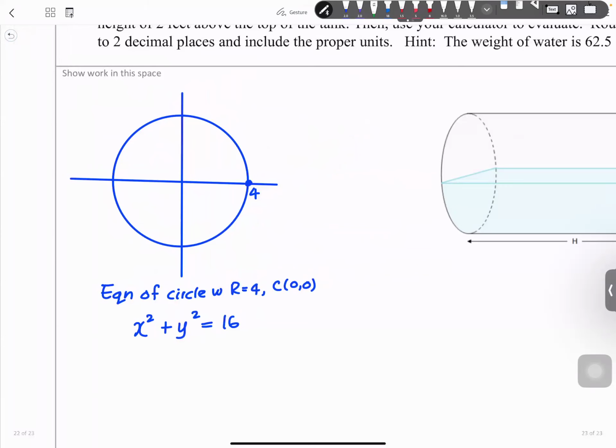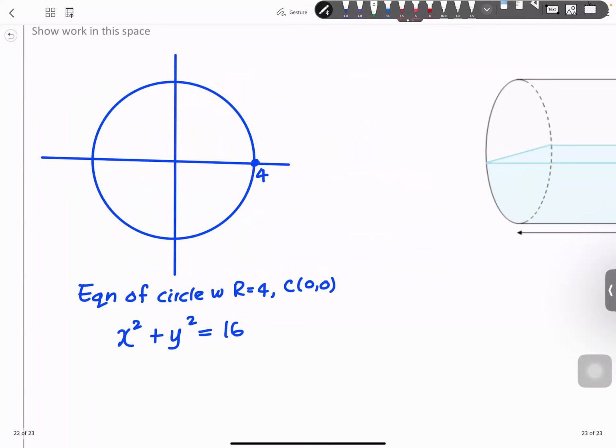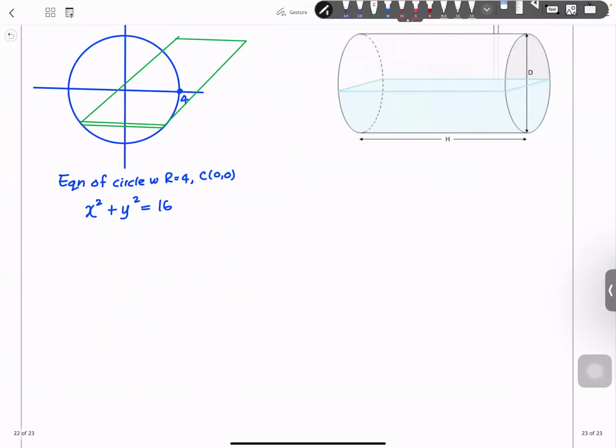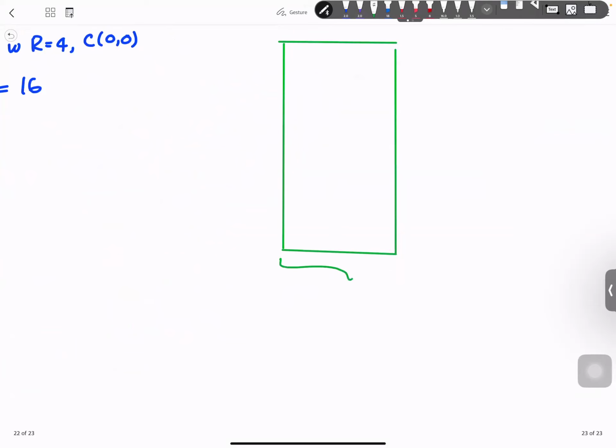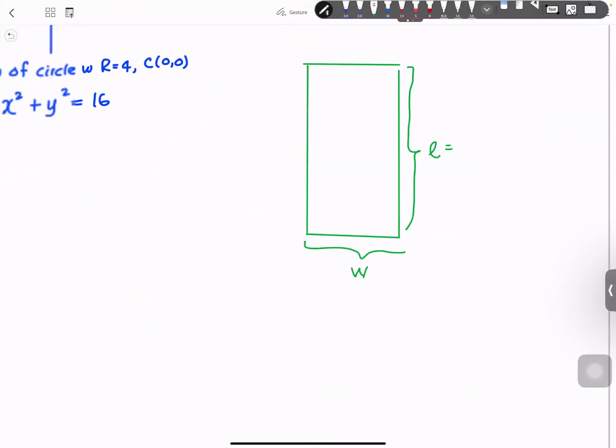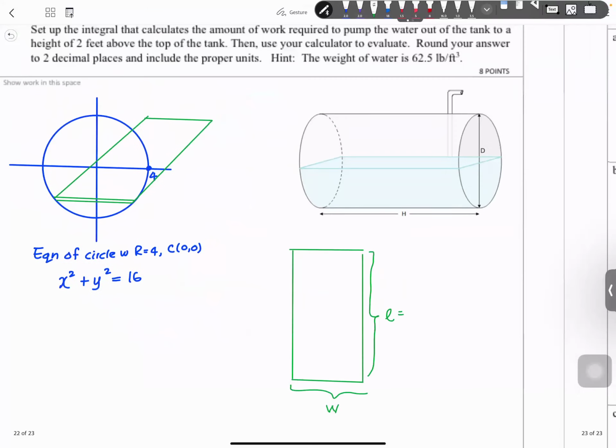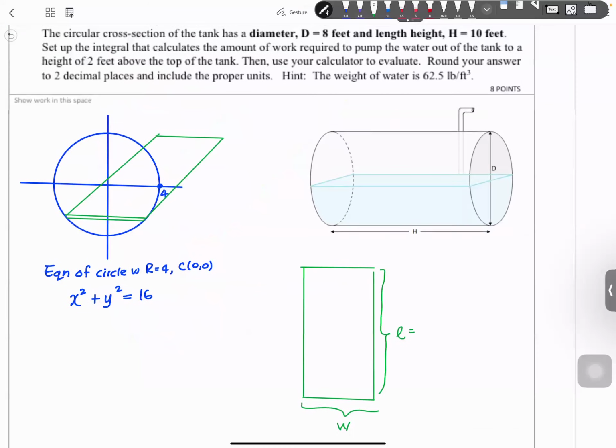So if I were to take a slice, let's say I made a slice right here. You have to kind of think three-dimensionally about what this slice is going to end up looking like. All right, so there's a slice, right? If we pull it out, this is what the slice looks like. So right here, there's a width and there's a length. The length doesn't change. If you look at the shape of the tank, the length doesn't change. And the problem says that length is 10 feet.